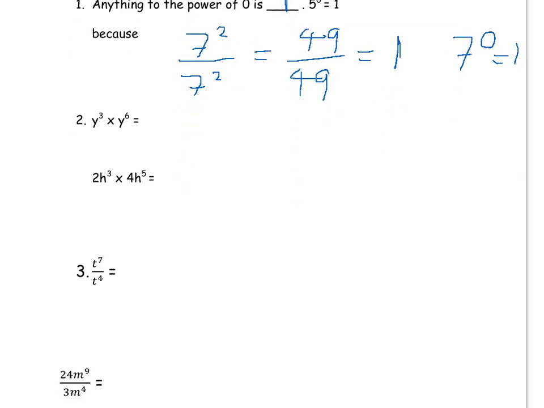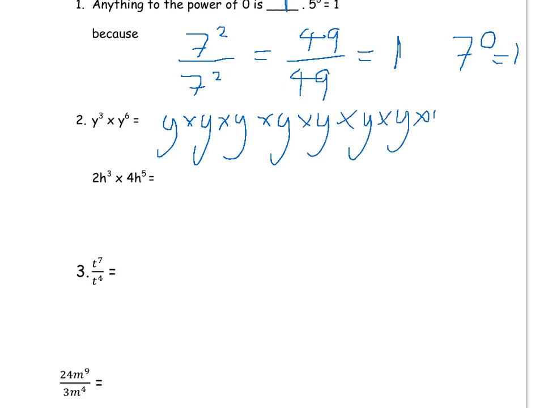Second rule is a rule for multiplication. So y cubed times y to the 6. So that is y times y times y, that's y cubed, times y times y times y times y times y times y. And if you count up the number of y's we've got, it's y to the 9. And all that is, it's done by adding the 3 and the 6 together. So when multiplying indices, you add the powers.